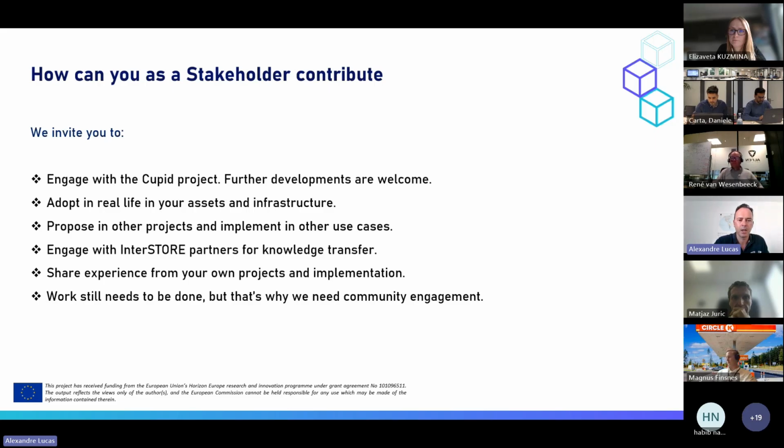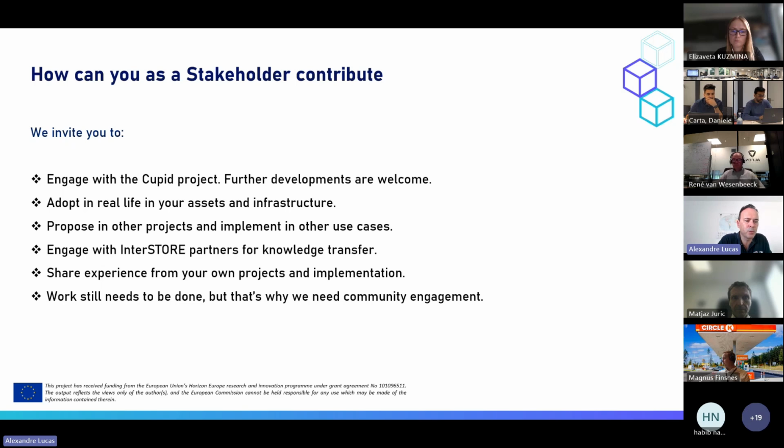Because this solves a constraint, the speed, before, but not anymore. So we are looking towards, and we invite you towards adoption, real life adoption, but also simply to propose these developments, which are again open source in other European projects. You can use it yourselves and further develop them there.